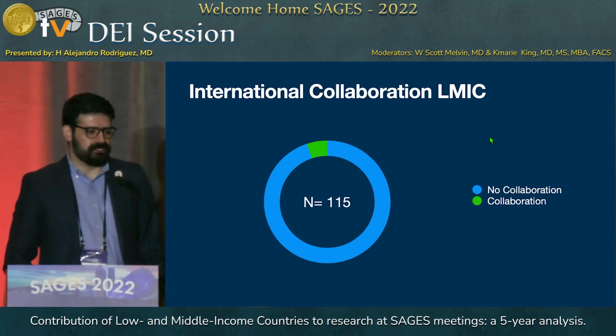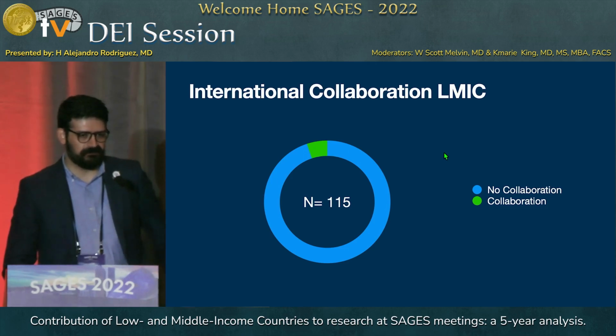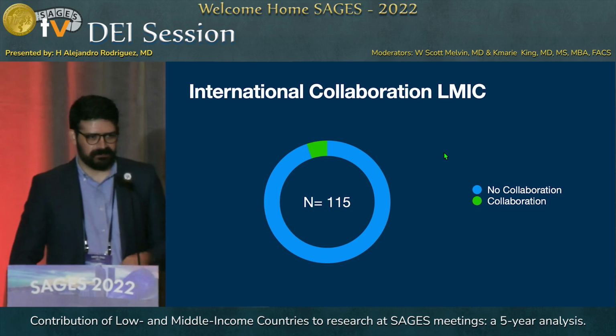Looking at collaboration, there were 115 abstracts from LMICs, and only a small percentage of those featured international collaboration, so that part of our hypothesis turned out to not be true.